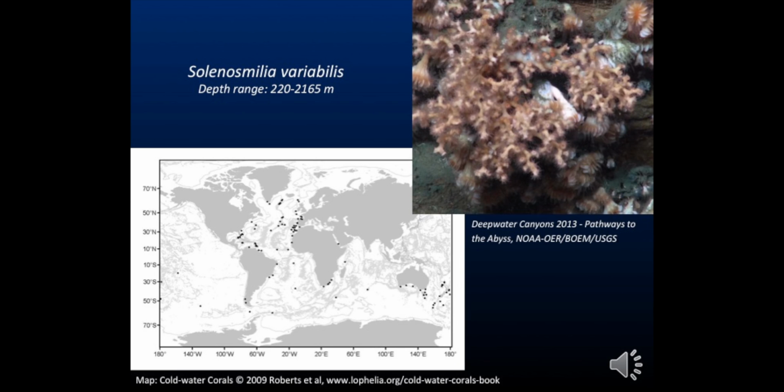Solenosmilia variabilis is generally cosmopolitan, but has not been found in the Antarctic or north and eastern Pacific. It is often found associated with other species such as Lophelia pertusa, Enallopsammia profunda, and Madrepora. Dense aggregations are found in the summits of Tasmanian seamounts in the Huon fracture zone in the South Pacific. This species occurs at depths of 220 to 2,165 meters, but is often found deeper than 1,000 meters.